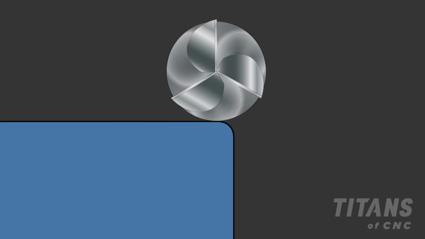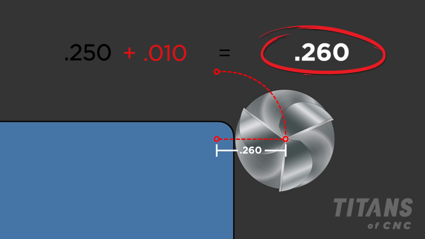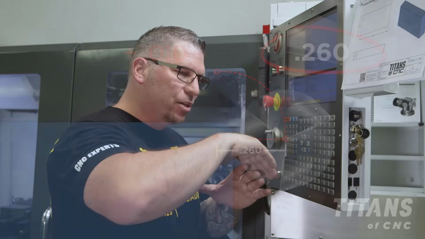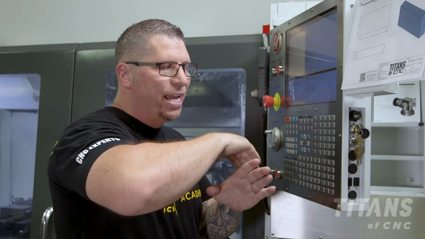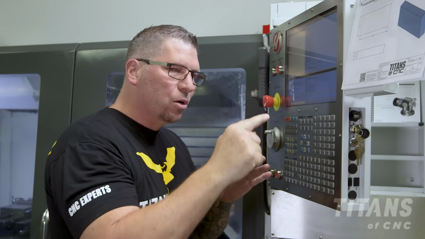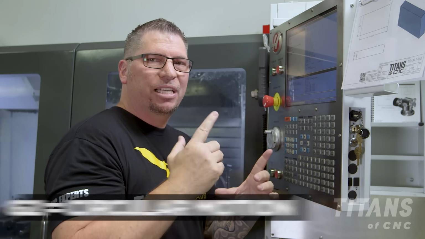Now we're gonna make that radius, right? So it's 10 thousandths. You're always thinking center of the tool. So since the tool is 250 and it's going around the radius and the center of the radius is 10 thousandths in, we combine the two and we come up with 0.260. So now we're actually gonna radius around it. So the code is gonna change. Since we're going clockwise, the code will be a G2. Counterclockwise would be a G3.